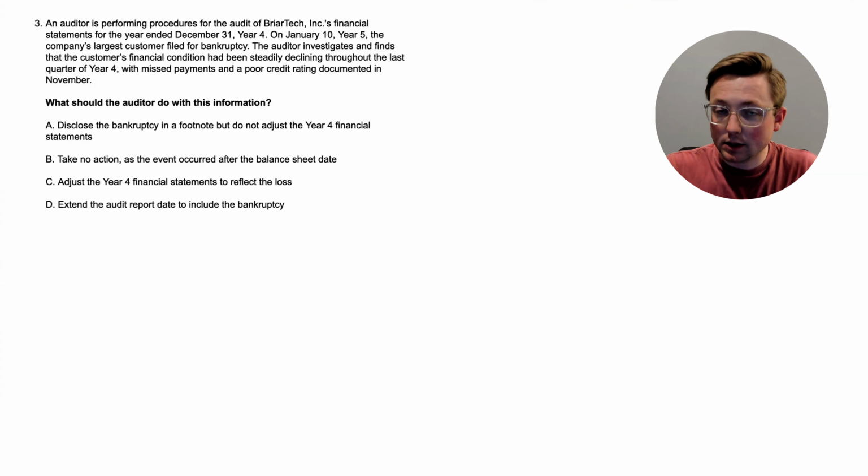So again, basically we can assume this is a subsequent event because that's what we've been learning about, but how are they going to treat this type of subsequent event? Let's go through this. Option A, disclose the bankruptcy in a footnote, but do not adjust the year 4 financial statements. B, take no action as the event occurred after the balance sheet date. Option C, adjust the year 4 financial statements to reflect the loss. Or option D, extend the audit report date to include the bankruptcy. So what is the auditor going to do? What kind of subsequent event is this? Let's go ahead and learn about that in the explanation right now.